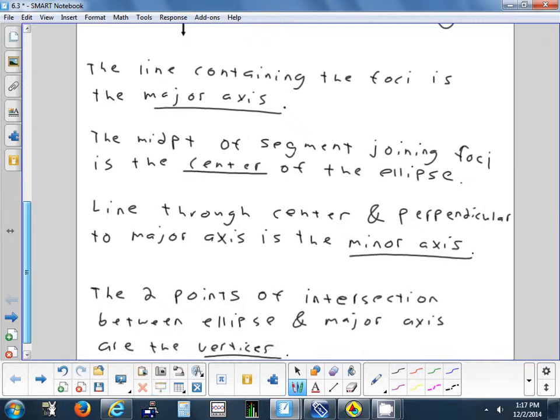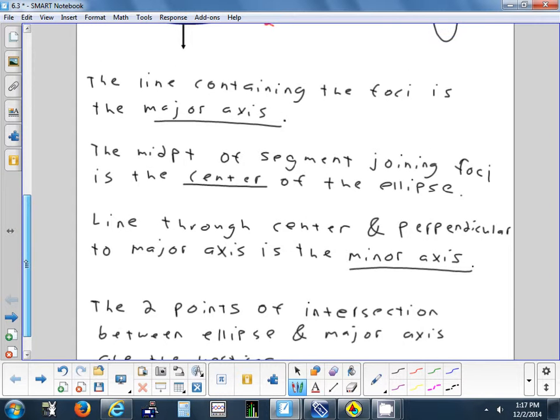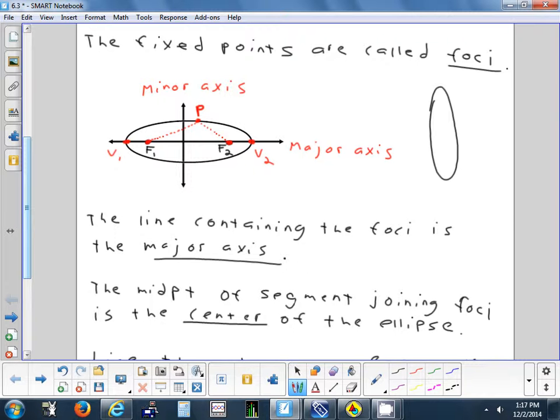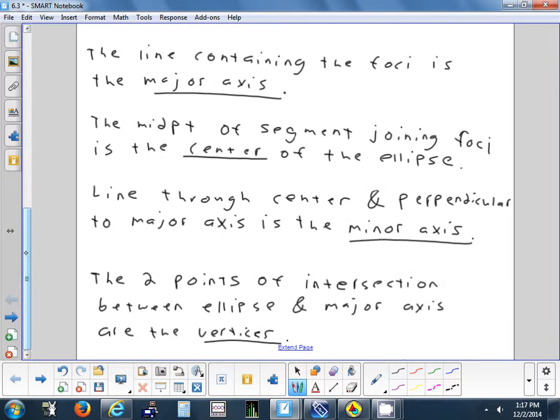Okay, and last thing in that picture were the vertices. So if you draw your ellipse, and then you draw your major axis, where the major axis hits the ellipse, those are your vertices. If I scroll up for a second, it's V1 and V2. That's where the major axis hits the ellipse. Where the minor axis hits the ellipse, there's no special name for that. At least not a name that we're going to bother with.